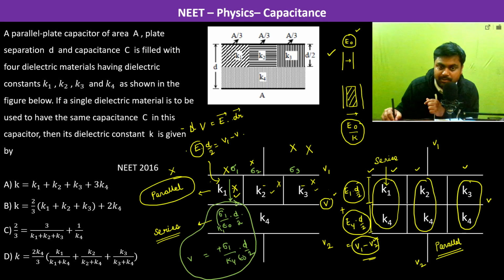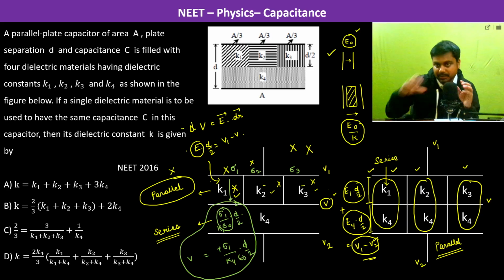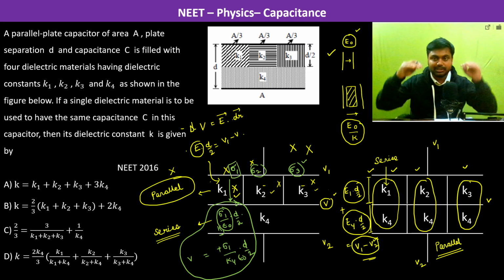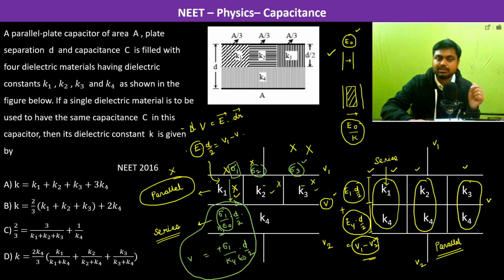What is sigma 1 by epsilon naught? This is the electric field, so this should be the change in potential. Here it should be sigma 1, here sigma 2, here sigma 3, because K1, K2 and K3 are all different. Although the plate is the same, the surface charge density will be different for different sections. So we cannot use all of them in parallel. The first approach we cannot use.